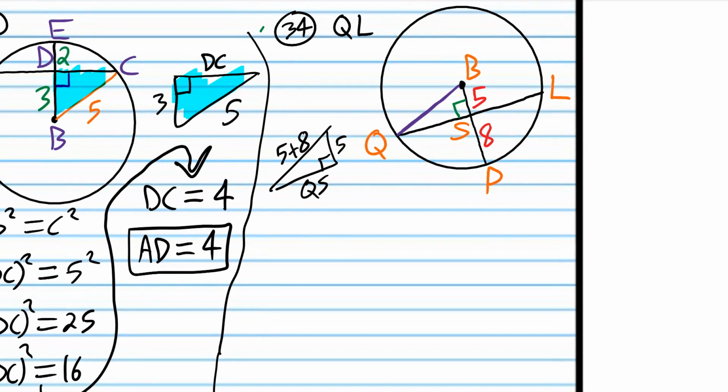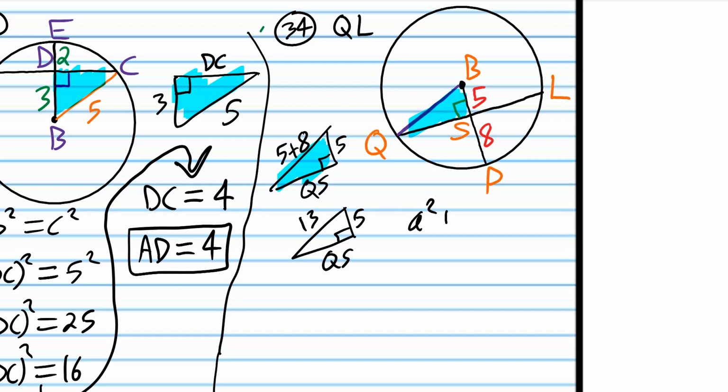To be clear, this is a radius because it goes from the center all the way to a side of the triangle. So if you add those up, you get 5 plus 8, which is 13. But the distance from B to Q, that's also a radius, so that must be 5 plus 8. So we can take that triangle out and set it over here. And then we can just use the Pythagorean theorem. So now we have 13, 5, and we're looking for QS.